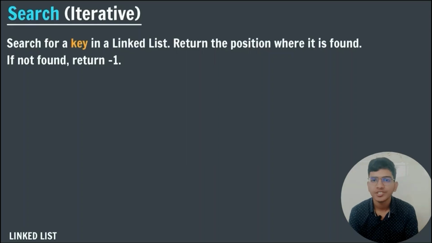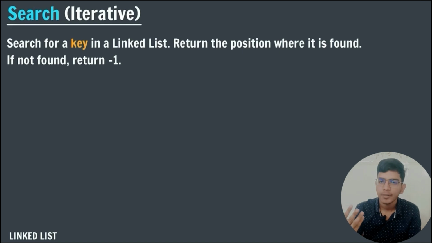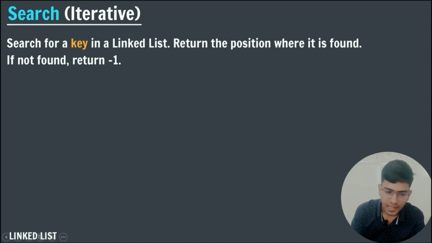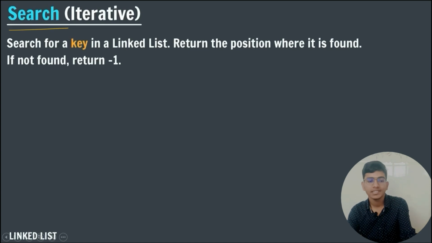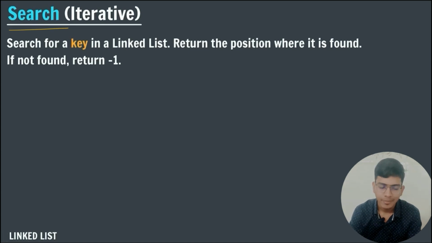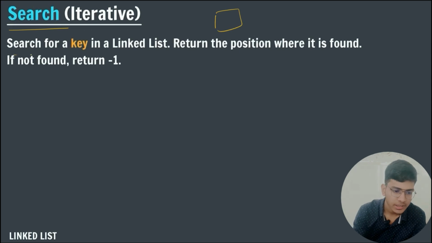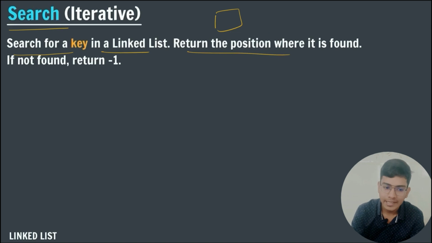So up to now we have seen how we can print our linked list: add first, add last, add middle, remove first, remove last, and traversing through my linked list. Now let us see how we can search the given element in my linked list. So let us consider that the given question is: search for a key in my linked list, return the position in my linked list. If it is not present, then return -1.